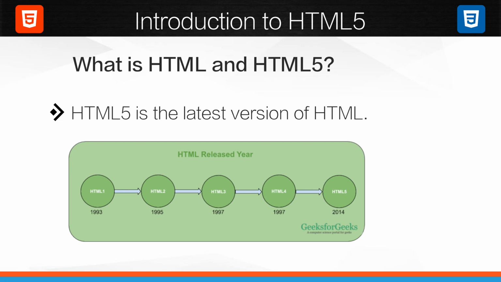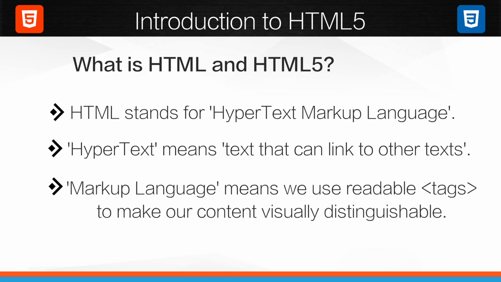So HTML5 is the latest version of HTML, as you may have guessed, and has been the standard since 2014. HTML stands for Hypertext Markup Language, and the classic definition of hypertext means text that can link to other text. Back when web pages didn't really have any styling, now we can think of it as web pages linking to other web pages. And markup language means that we use readable tags for our HTML to make our content visually distinguishable and easy for us to understand the meaning of.